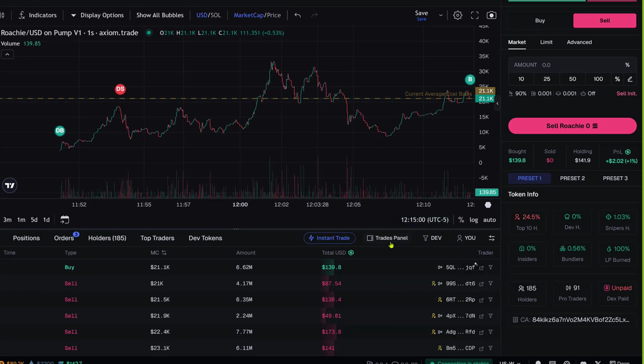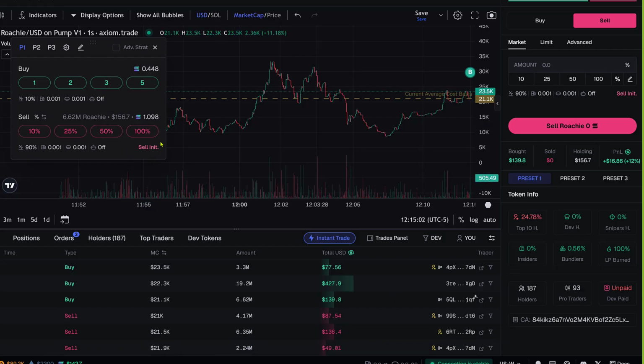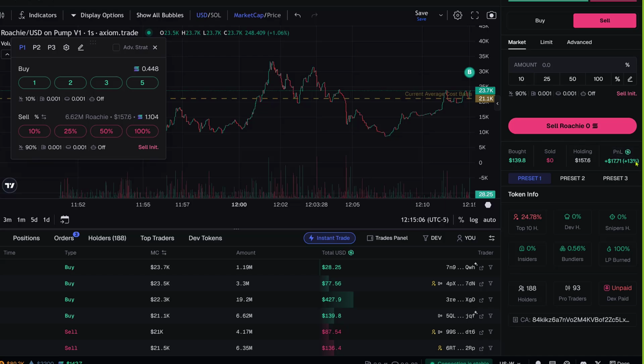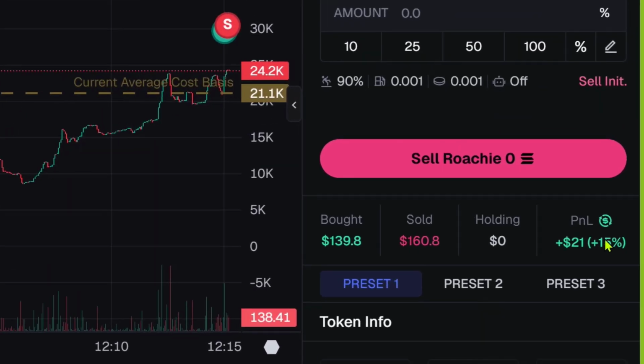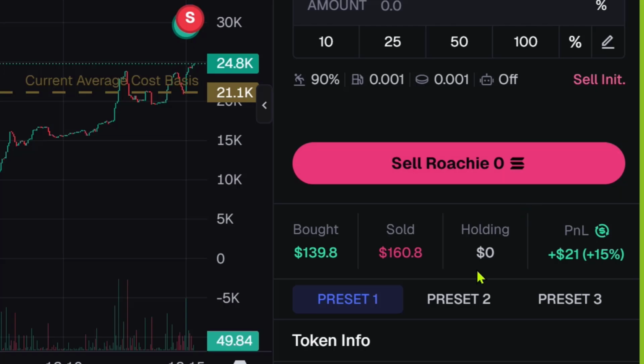Another option you could do is press this instant trade, and you could have your one little button here. And 12% we're up on this side. I'll show you 13 now. We sold for 15%. That's the name of the game, guys.